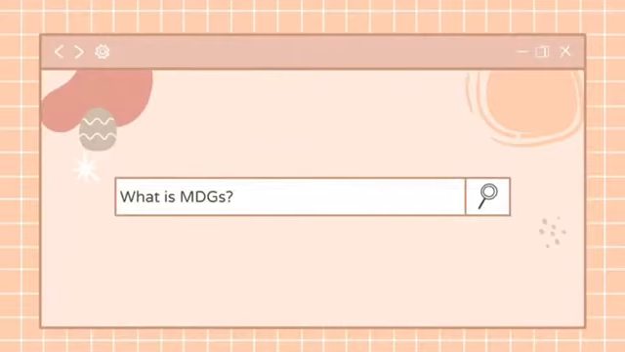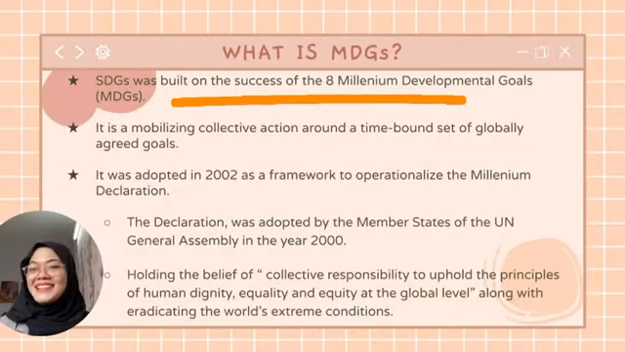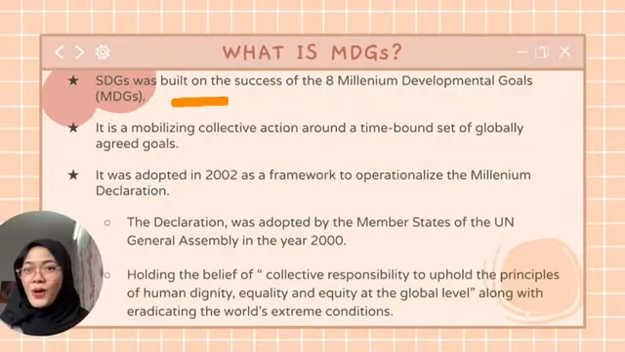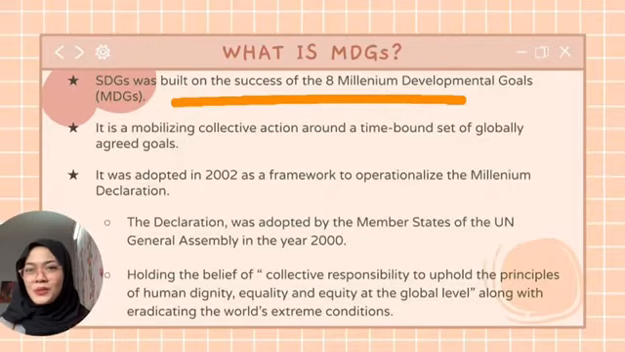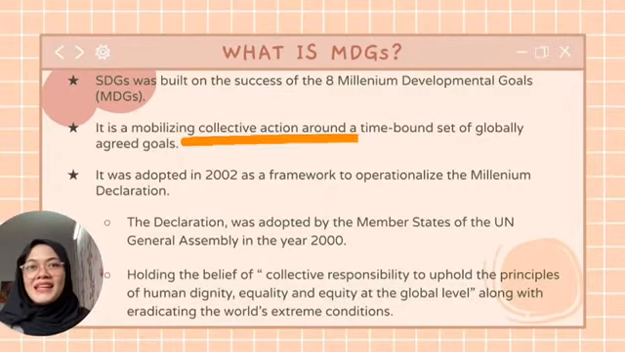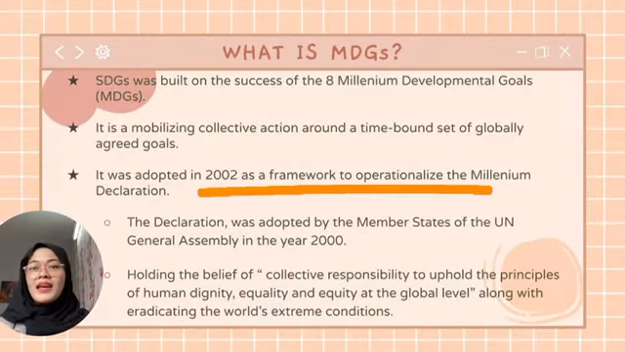Now, before we get into further details about the SDG, let's firstly learn about the MDG. So what is MDG? Do you guys know that SDGs was built on the success of 8 Millennium Development Goals, which is the MDGs? It is a mobilizing collective action around a time-bound set of globally agreed goals. It was adopted in 2002 as a framework to operationalize the Millennium Declaration.